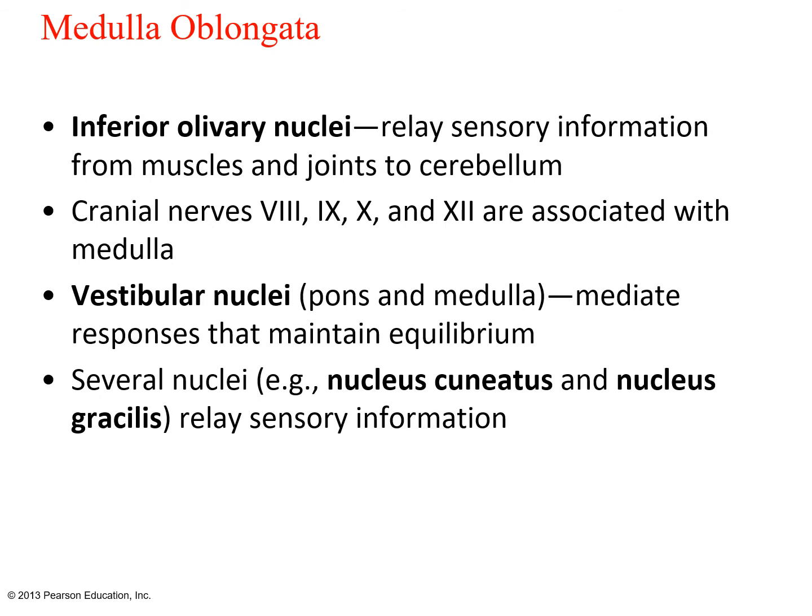Cranial nerves 8, 9, 10, and 12 are also associated with the medulla. The medulla also contains the vestibular nuclei, which help maintain equilibrium or balance. So basically, the vestibular nuclei are part of the vestibulocochlear nerve, which is responsible for perception of both balance and hearing. The medulla oblongata also contains several nuclei, such as the nucleus cuneatus and the nucleus gracilis, that relay sensory information to other portions of the brain.